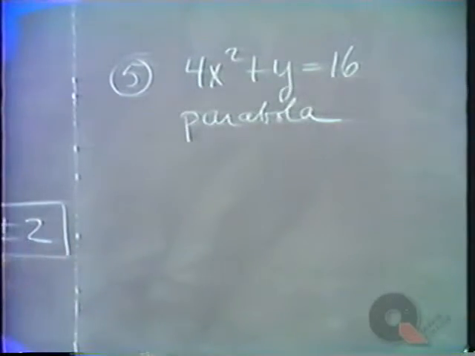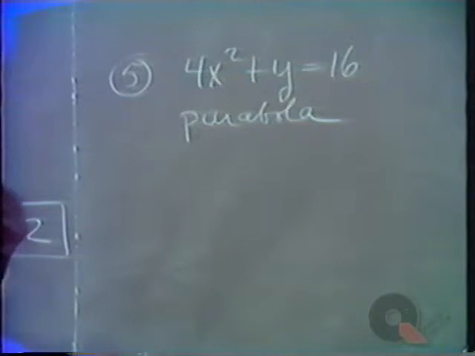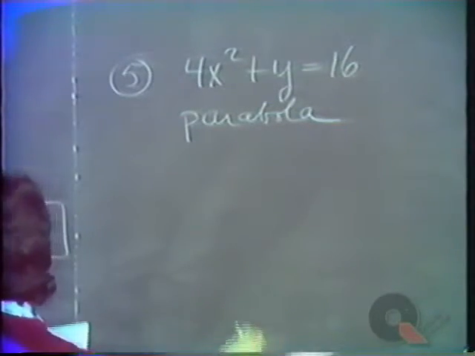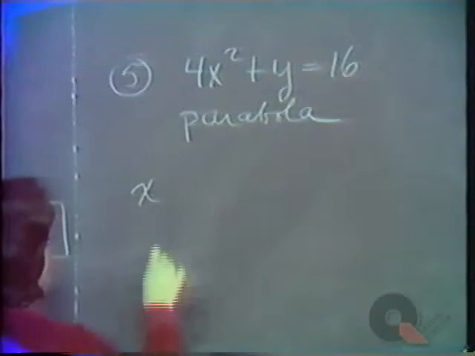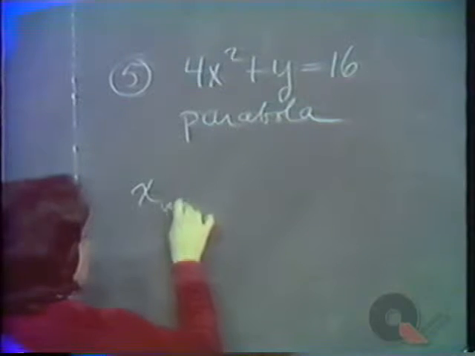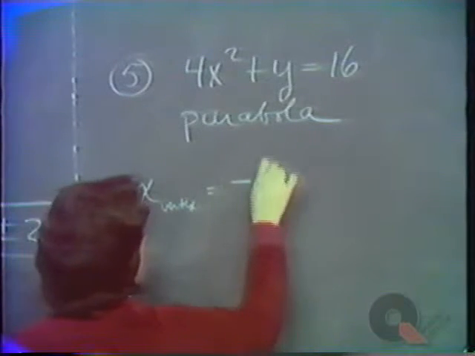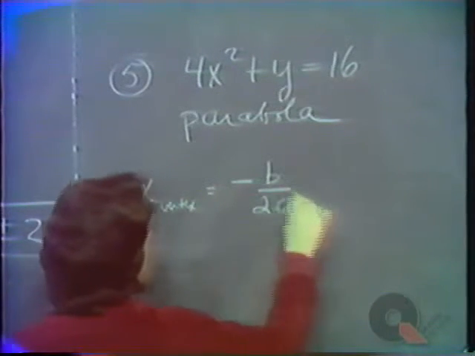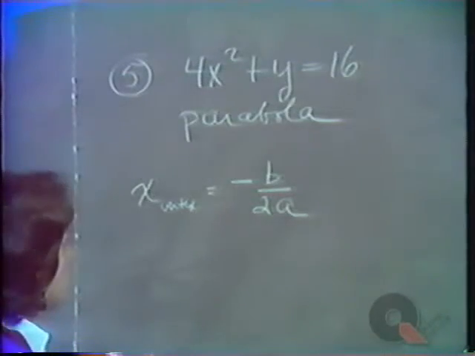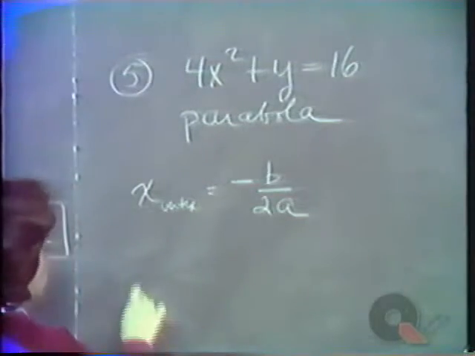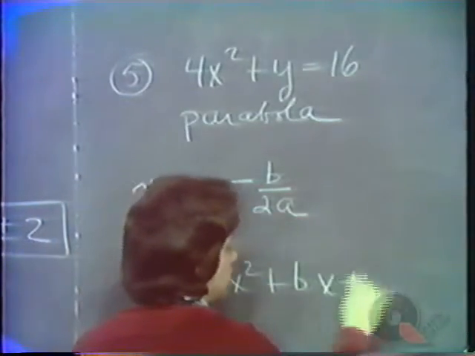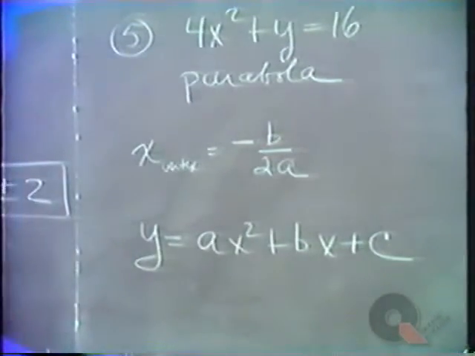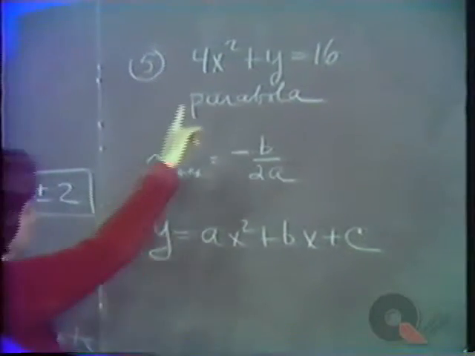Once I know it's a parabola, we can use the information that we learned in class for sketching the parabola. In particular, we know that the x-coordinate of the vertex is given by the formula minus b over 2a. This is only if the parabola is in the form y equals ax squared plus bx plus c. So let's put the parabola into that form.